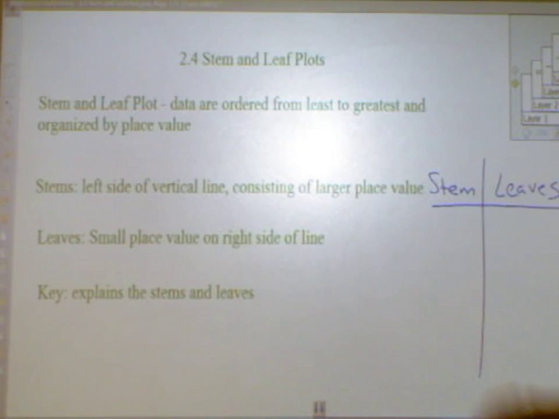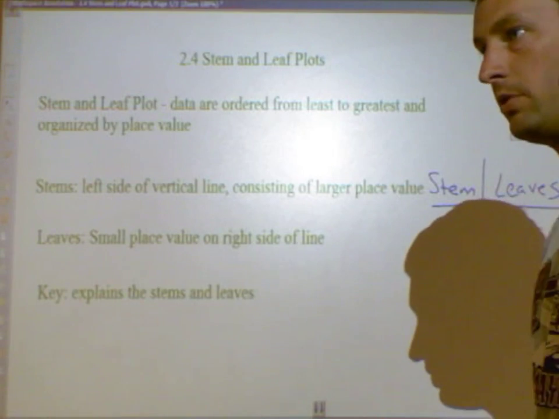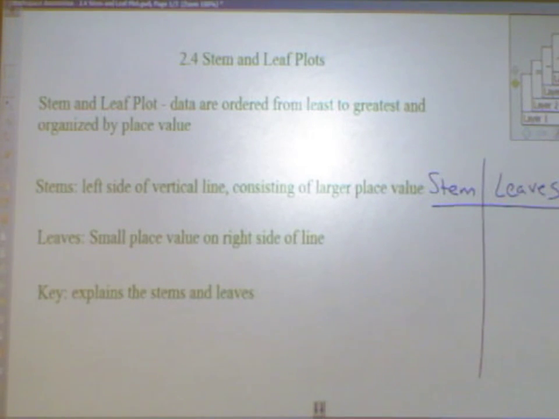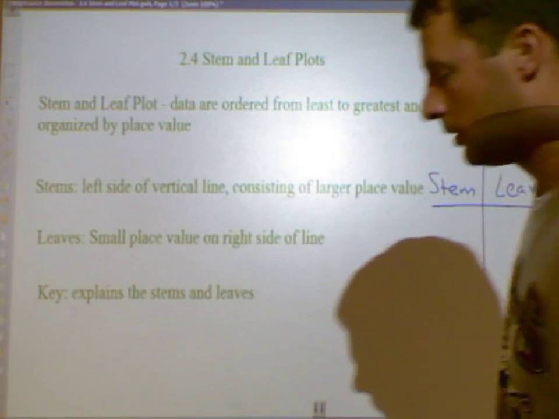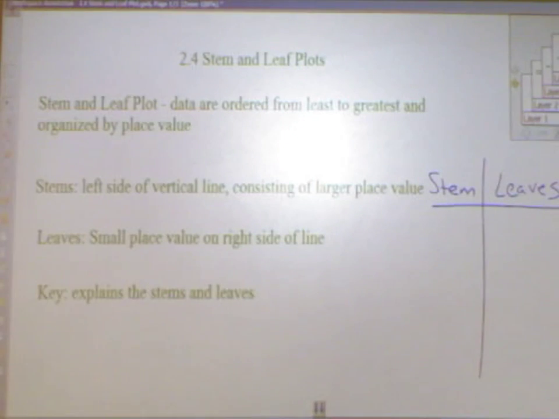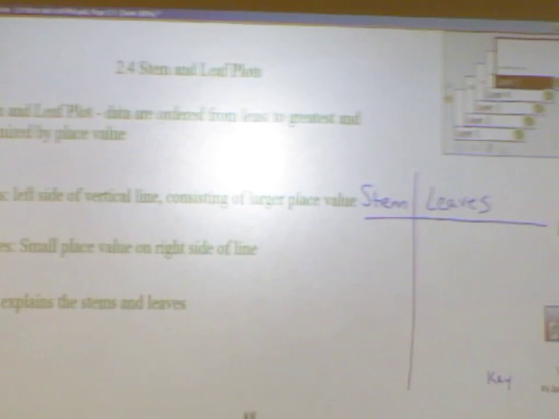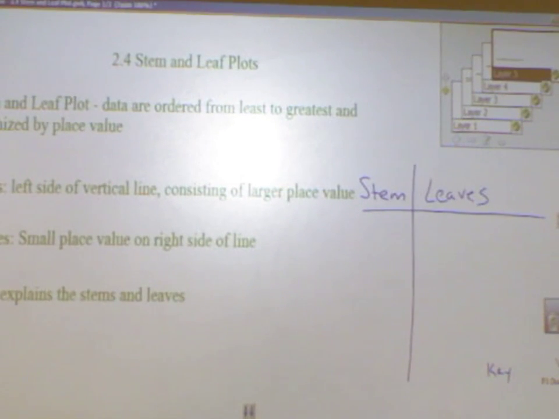Okay, and then each one's going to have a key, and I'll make a key here in a little bit. But a key is going to be down here, and it's just going to say that certain numbers equal something else, right? And so here's a really basic example. Let me turn this camera a little bit so you can see a little bit more of that stem and leaf portion.